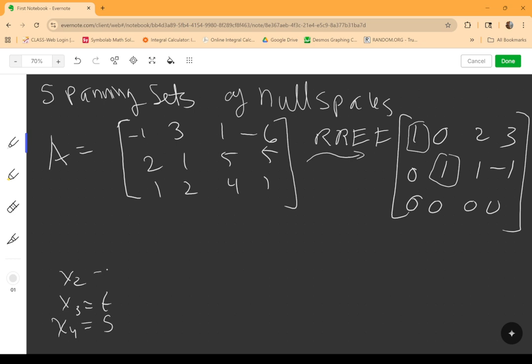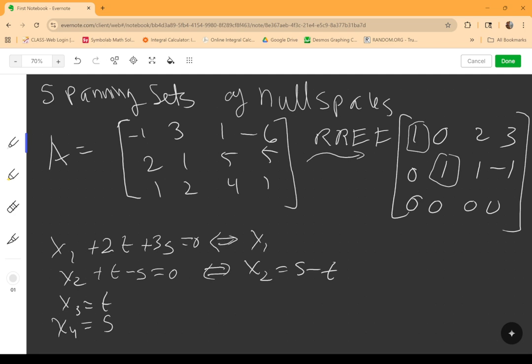And then we could see for x2, from our second row, we'll have plus x3, which I call t, minus x4, which I call s, again, equals 0, so this means that x2 is equal to s minus t. And then here, x1 plus 2 x3, which is t, plus 3s equals 0. And then solving here, we get x1 to be -3s plus 2t.